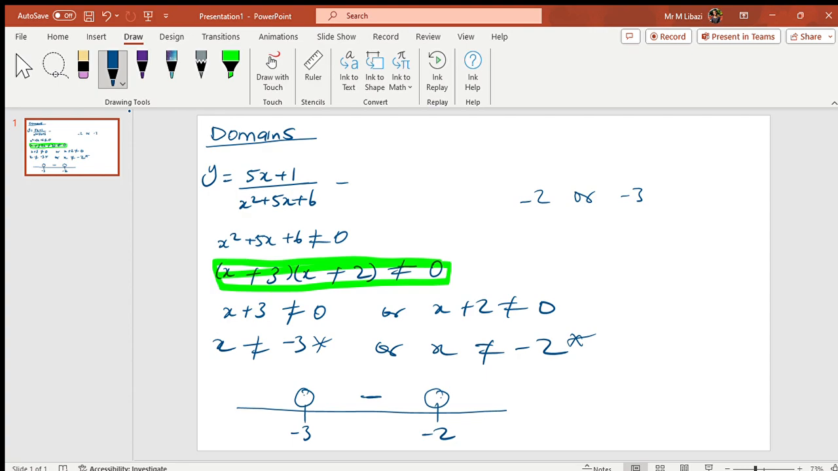And then now I'm going to have to substitute a number that is above negative 2, and a number that is below negative 3. So these are the sections that I'm talking about. Are we still together, guys? So I'll assume that we all understand so far.